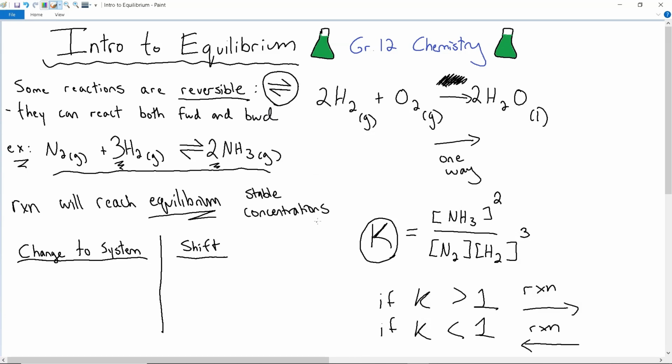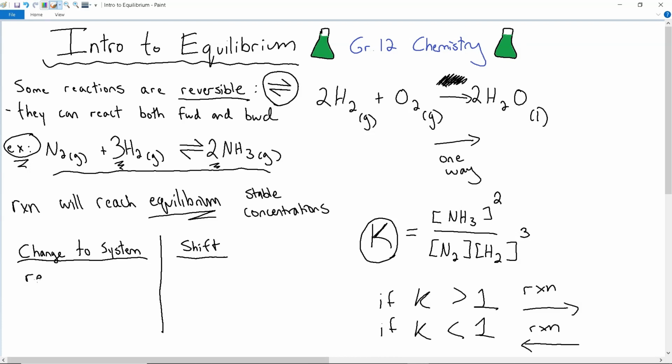But let's say we already are at equilibrium. So let's say we have this example and we've let the reaction happen. We've now reached equilibrium concentrations and everything is stable. If I cause a change to the system, the system is going to want to fight back against that change.